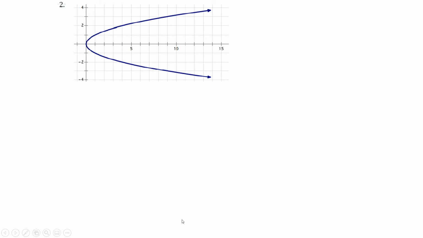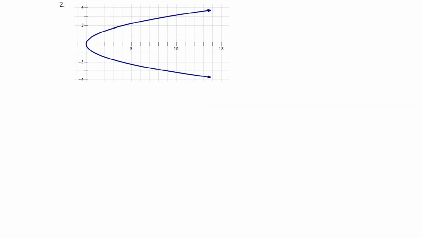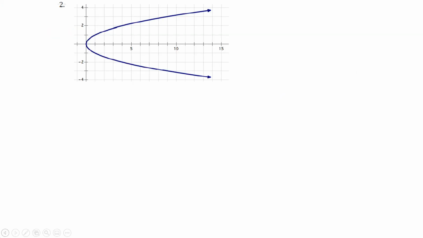Okay, number 2. Oh, look at number 1. There's a lot going on right there. Number 2, I'm kind of excited because if you read the directions carefully, it says, for each graph, determine if the relationship represents a function, and if so, state the key features of the function. Well, guess what? Do you remember the vertical line test? This graph does not pass the vertical line test. Therefore, this is not the graph of a function. We call this a relation.